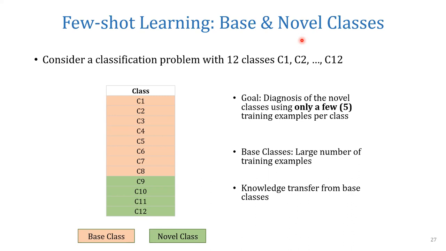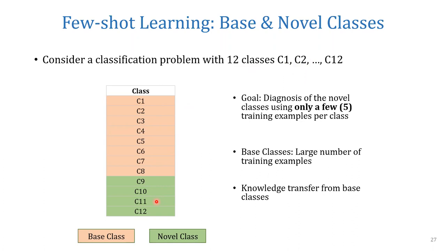Base classes are the ones for which we assume that we have a large number of annotated training examples, and the novel classes are the ones for which we have only a few annotated training examples per class. So consider a problem where we have 12 different classes, C1 to C12. We assume that C1 to C8, these 8 classes, are base classes for which we have a large number of training examples, and the remaining 4 classes, C9 to C12, are novel classes for which we have only a few, for our problem, only 5 annotated training examples.